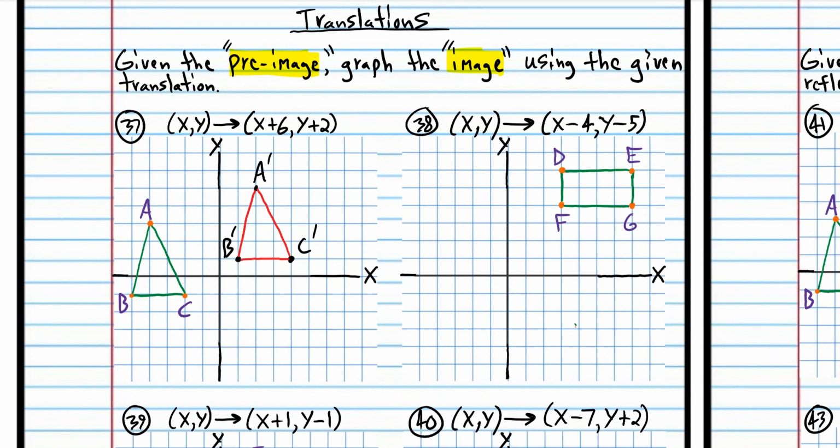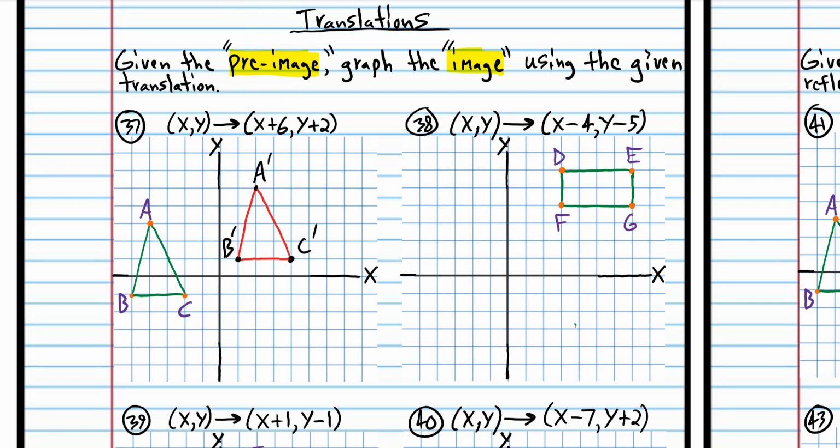All right, so now we're going to do another translation, but now with a rectangle, and it says here to the left 4 and down 5. To the left 4 and down 5. That's what this notation means. When you subtract, you're going to the left or down. When you add, you're going to the right or up, depending on if you're adding or subtracting to X or Y.